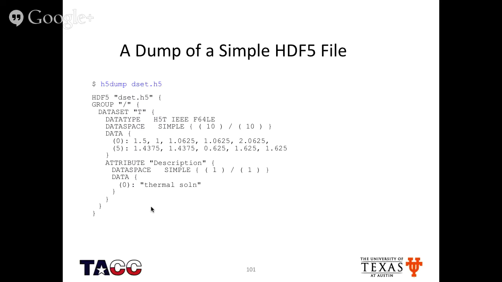So again, I've shown this HDF5 dump of the file. You can see that the structure is basically there. I've opened the file. I've got groups. I've got a data set, and I've got an attribute, similar to what I showed.